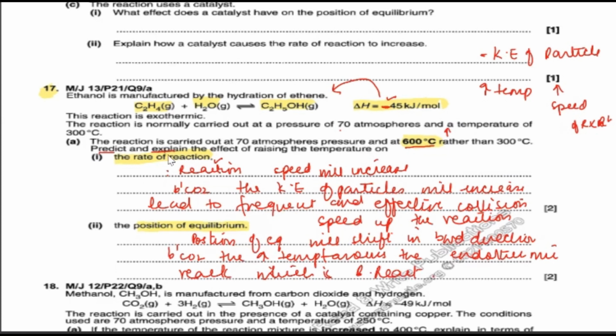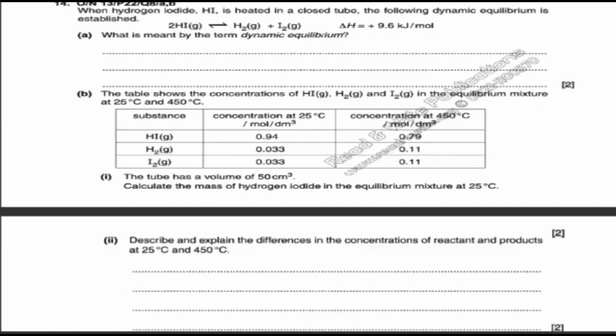So we have to be very clear and read it very carefully, whether they're asking about the rate of the reaction, or they're asking about the change in the position of the equilibrium. In this question, they have given us data in the form of a table, and we have to interpret the data, analyze the data, and then give our predictions.